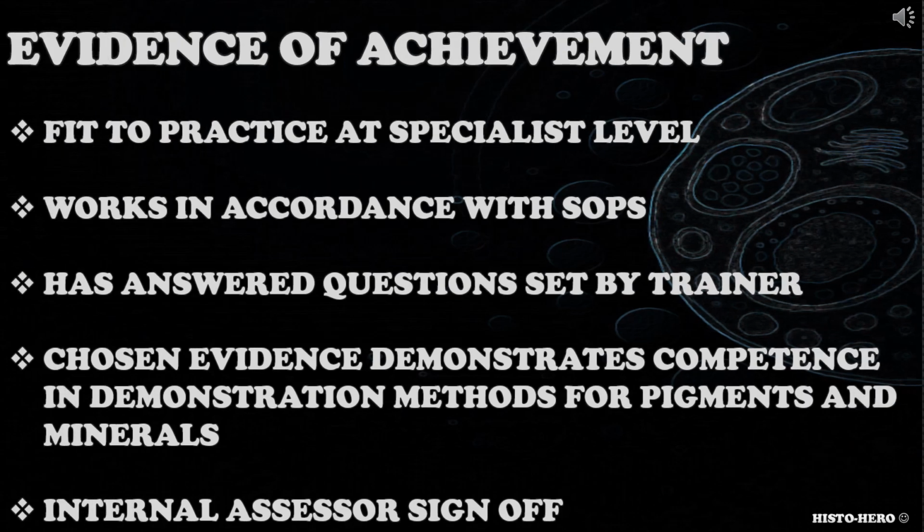Each subsection also has evidence of achievement. This is the part where your training officer signs you off as competent and fit to practice as a BMS at the specialist level. The training officer will confirm that you can work in accordance with local SOPs relevant to this section. They will also confirm that you have answered questions set by them to test knowledge and skills relevant to this section. And they will confirm that your chosen evidence demonstrates your competence relevant to this section. You will need to be signed off as competent by an internal assessor for this section. This can be your training officer, a senior BMS overseeing this section, or a training lead.